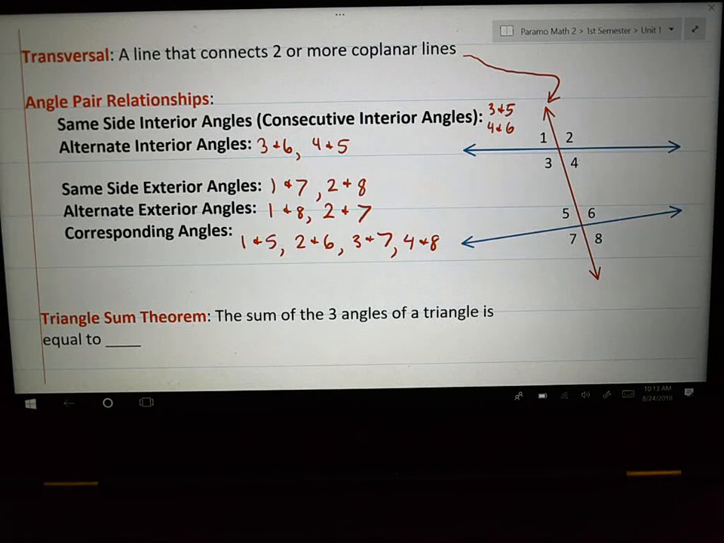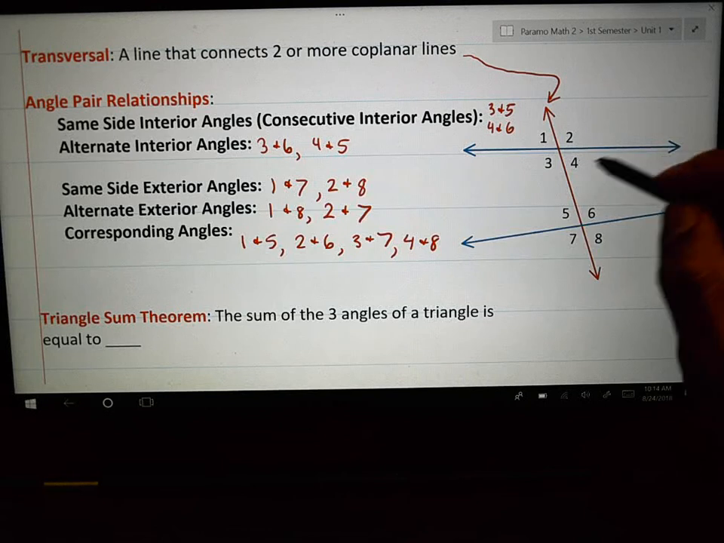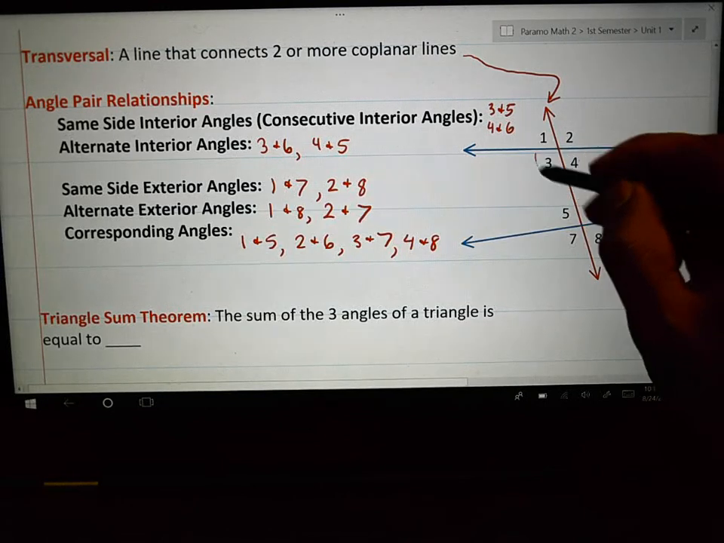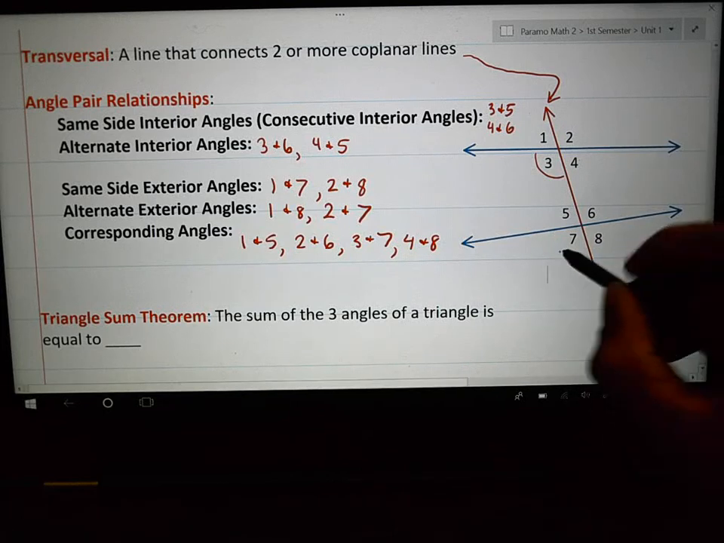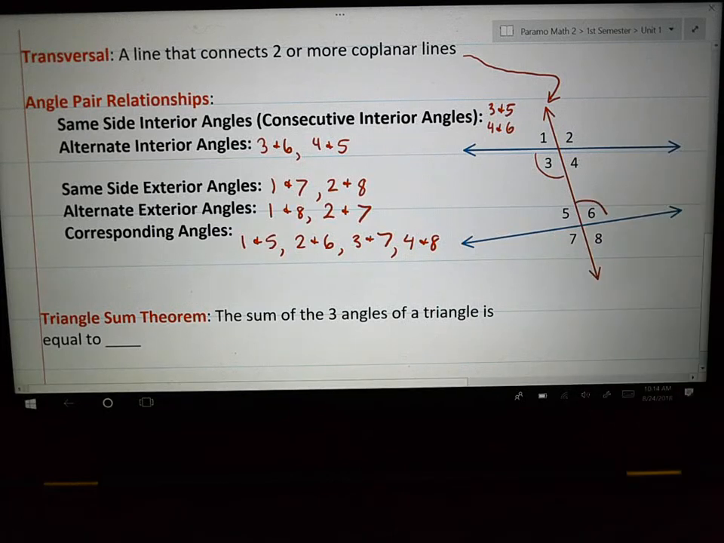The way this will look like on your test is that we will have 2 of these things highlighted. For example, I might have this one highlighted and this one highlighted. And we'll say, what type of angles are those 2 angles? And you would say, corresponding. Or if we don't have those 2 highlighted and we have these 2 highlighted, we would say, what type of angles are those? You would say, alternate interior angles.